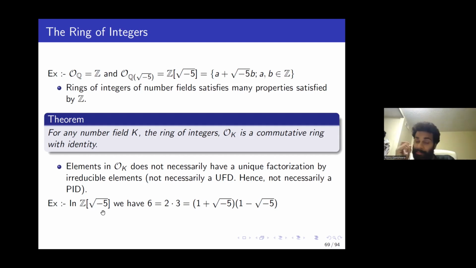So that means it's not a principal ideal domain, which I didn't define. But if you already know what that means, good. So this is not a PID. But if you don't know, don't worry about it. This only says that this ring of integers is bad, not well behaved, and there's no unique factorization theorem.